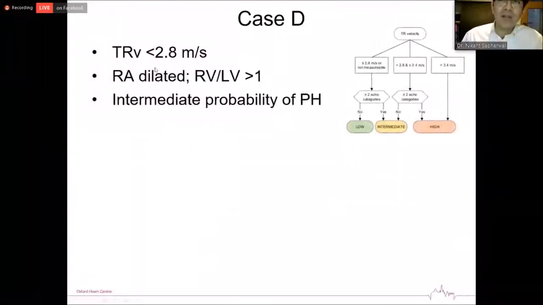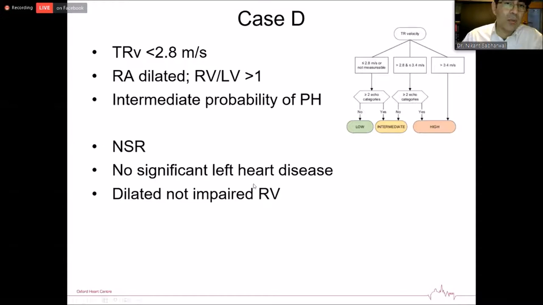So this lady's TR is less than 2.8. So she goes straight down to this lower end category. Does she have two echo categories? Her RA is dilated and the RV is dilated. So she actually fulfills two categories. Comes under the intermediate probability of pulmonary hypertension. She's in sinus rhythm. We know she doesn't have left heart disease. It's a dilated and not impaired RV. That RV is working quite well.